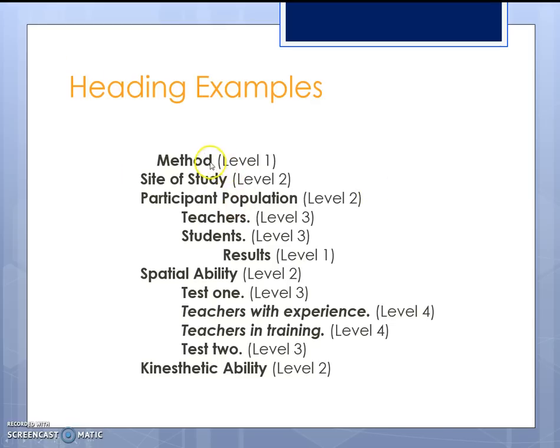Now, here this is an example of levels of heading. In other words, this method is a level 1 heading. Think of these like the Roman numerals in an outline, right? Results is a big category. Within results, you have spatial ability and kinesthetic ability. Those are like your A, B, C. And then they talk about little sections below that, which is level 3, which is like your 1, 2, 3. Now, these keep going, but I've never had to go past a level 3.